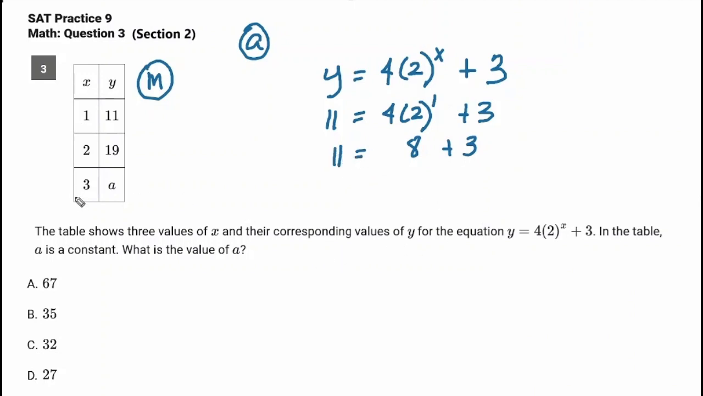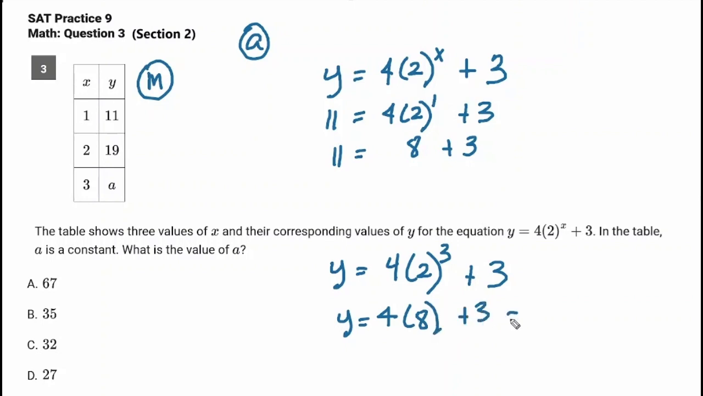Let's try it with 3 for X. How would that work? Y equals 4 times 2 to the 3 plus 3. Y equals 4 times, what's 2 to the 3? 8 plus 3. That's 4 times 8, which is 32, plus 3, which is 35. And so the answer is B. You can get this right much quicker than I just took. I just wanted to show you how the function works, and you move on.